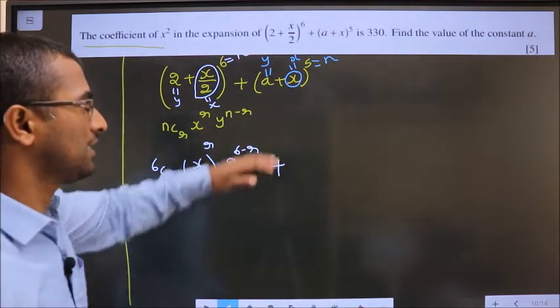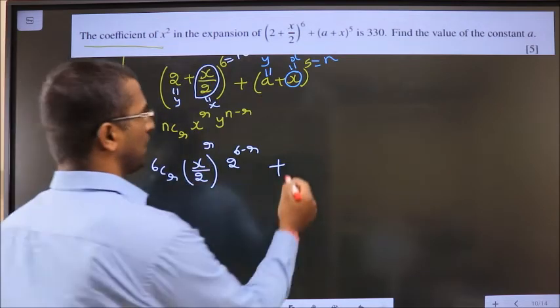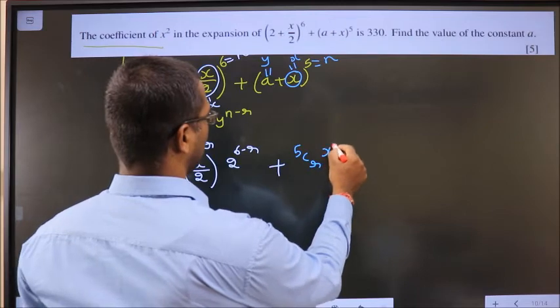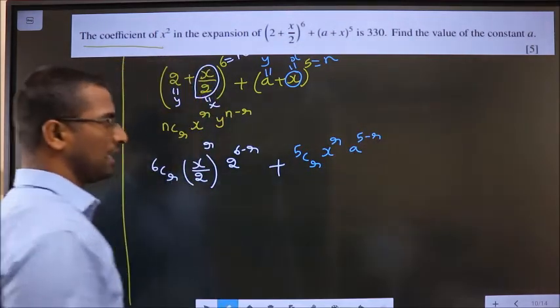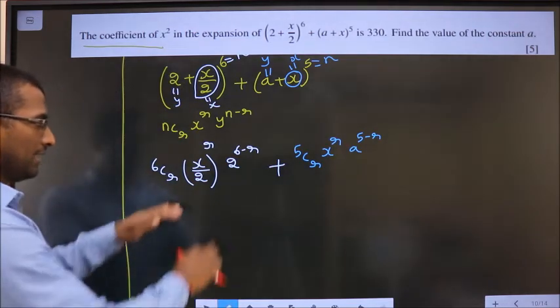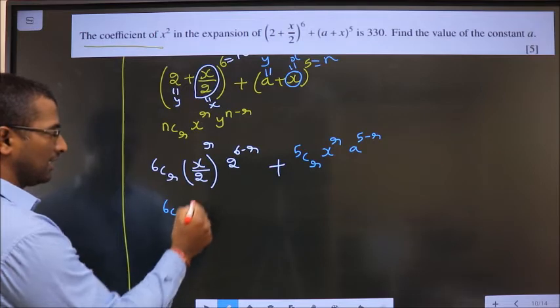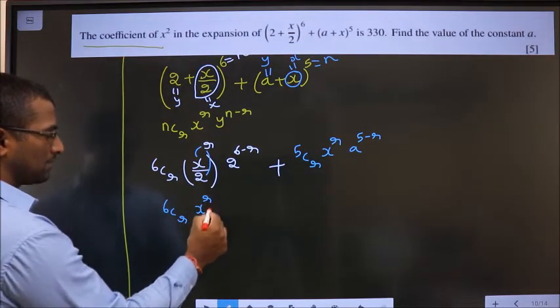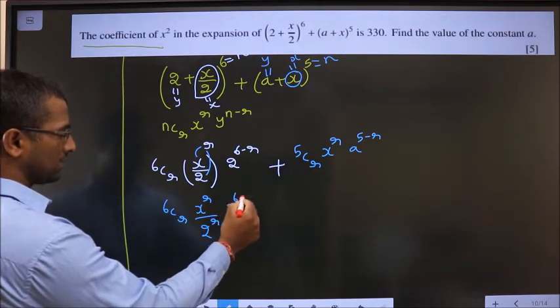So write the general term for this bracket as well. So that will be 5Cr x^r a^(5-r). Now simplify this. How do I simplify this? By applying the power to each. So it will be x^r by 2^r into 2^(6-r).